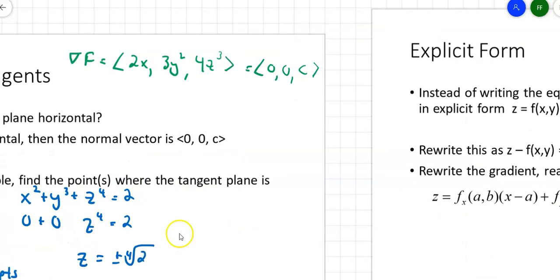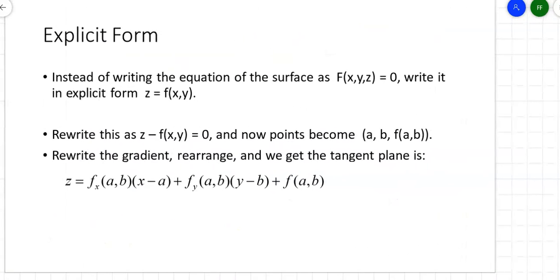All right, let's take a look at it written in explicit form. Before, we had everything set equal to 0, that was implicit form. Now we can write it in explicit form as z equals f of x, y. In other words, we didn't say that z was dependent on x and y, but it turns out it is. How do we do that?